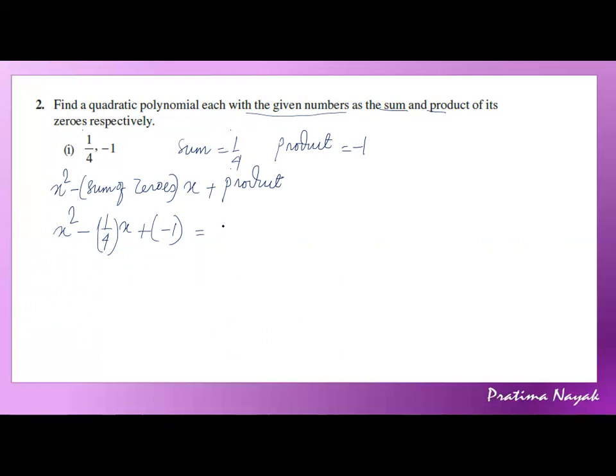So I'll multiply 4 in each term. First one will become 4x square. Second one, 4 will be cancelled. I'll get only minus x. And last one will be minus 4. So this will be the answer. What I did, I multiplied 4 in all the terms. So 4x square, and when this is multiplied, 4 will be cancelled. You may not be given marks if you write it otherwise, but this is the correct one.